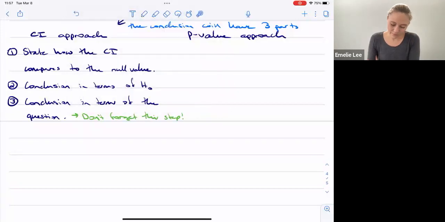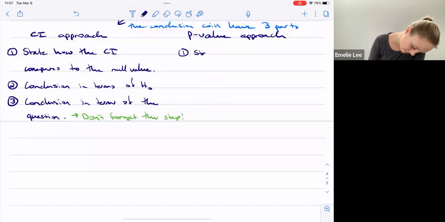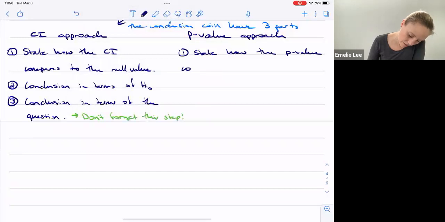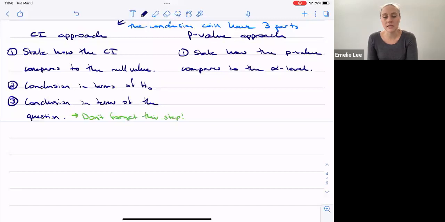Now, for the p-value approach, instead of stating how the confidence interval compares to the null value, we're going to compare the p-value. So state how the p-value compares to the alpha level. Okay. That doesn't mean anything to you right now, but it's nice to have them side by side, right? So here, notice how kind of similar they are, in the wording at least. So you're going to compare something to something else, okay?